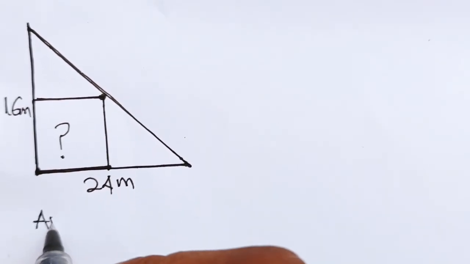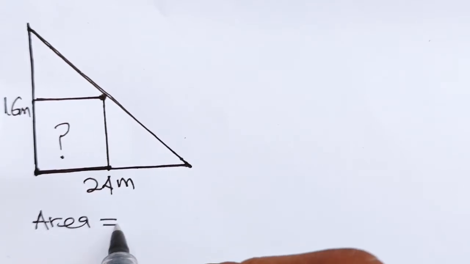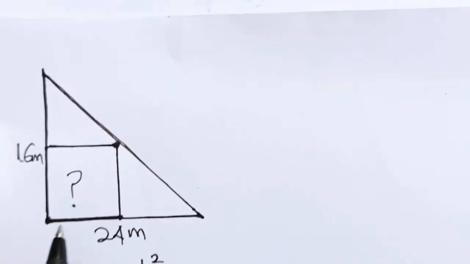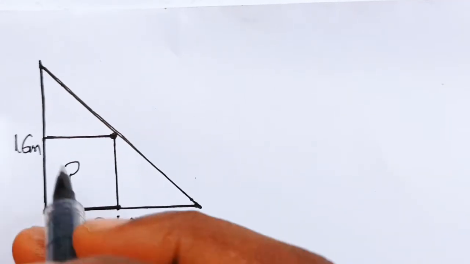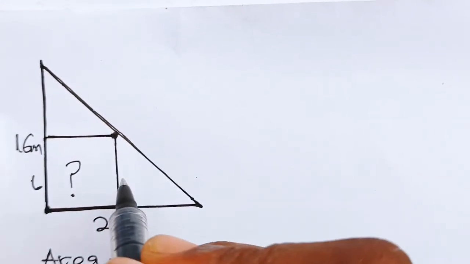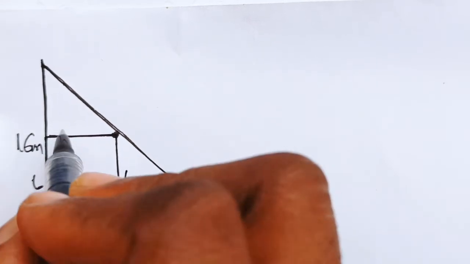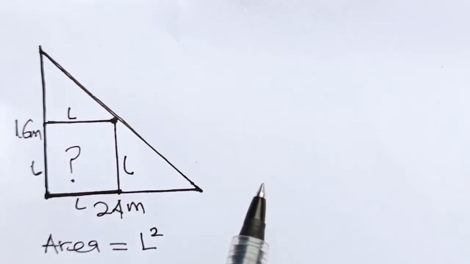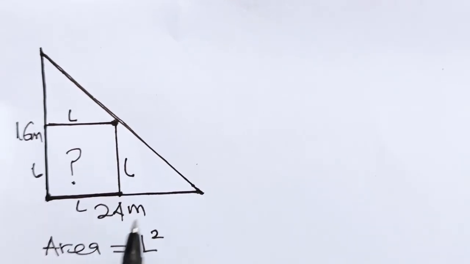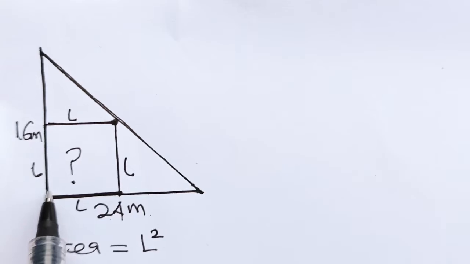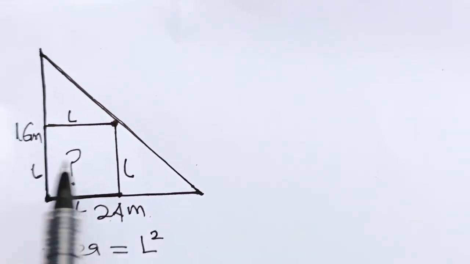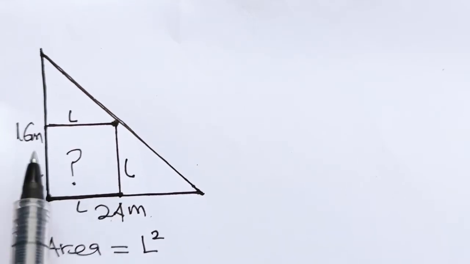Now, area of a square is equal to length squared. If this is our length, L, that means this place is also L, this place is also L, and this place is also L. And the only information we are given is this length from here to here, which is 24 meters, and from here to here, which is 16 meters. Okay, how do we use this to get the value of our area?